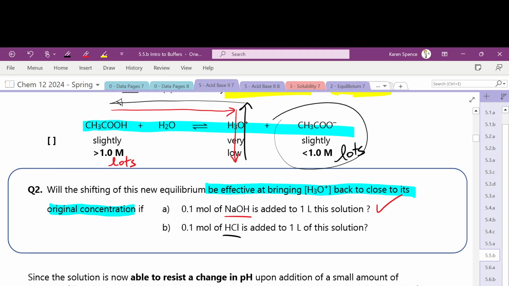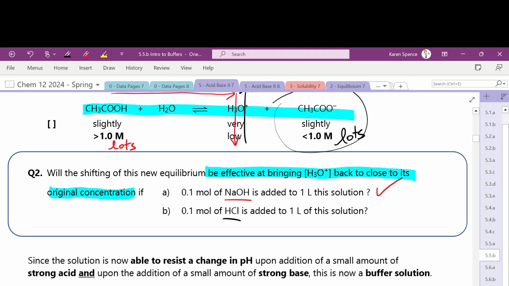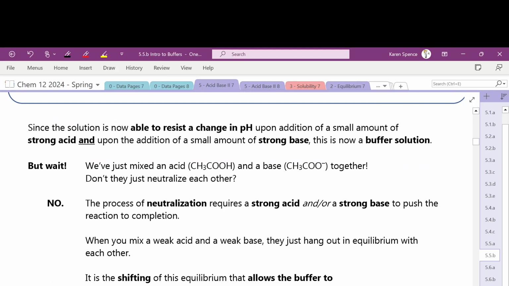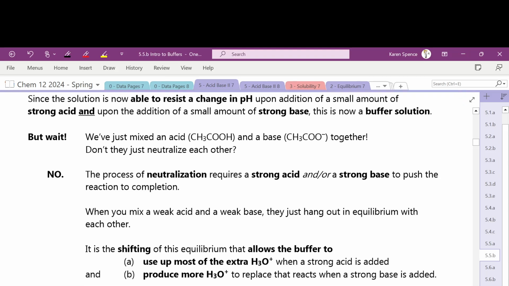Now, sometimes I get people saying, oh, I just mixed an acid and a base together. Don't they just neutralize each other? No, that only happens if you put a strong acid or a strong base in there. When you have the two weak ones, you just end up with an equilibrium, which is one of the reasons why we don't have you calculate pHs when you start mixing different weak acids and weak bases. It's just too crazy. Okay?